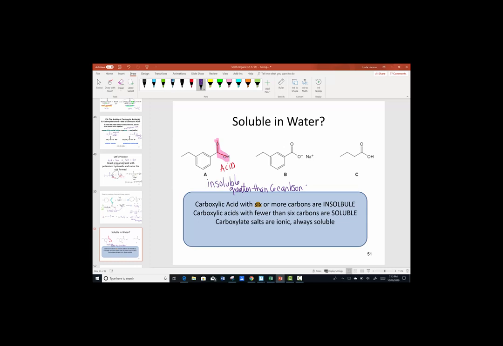How did you label the second? We have O negative, Na plus. You recognize that as a salt, and salts are always soluble. And here we have a carboxylic acid, but the number of carbons is less than 6, so this is also soluble.